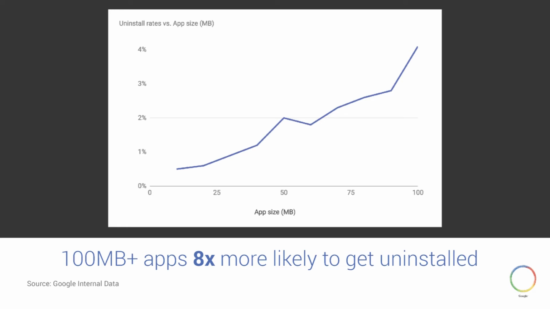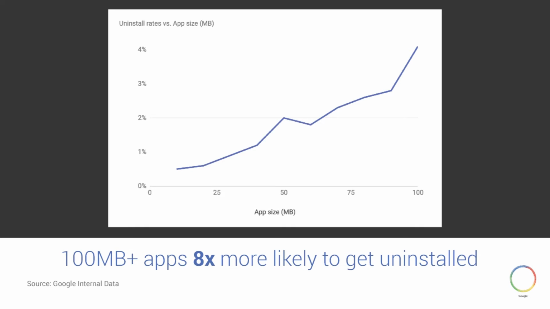Now here's some more data to back it up. You can see that apps which use up more than 100 megabytes on the disk are 8 times more likely to get uninstalled versus an app that's 15 megabytes or under. So there's a really big difference here.